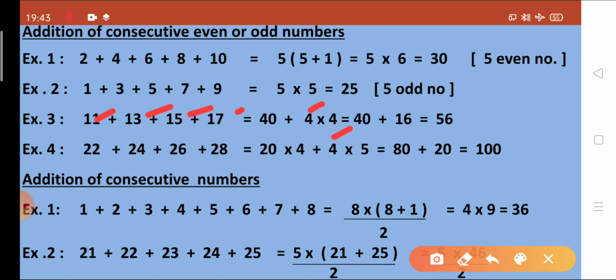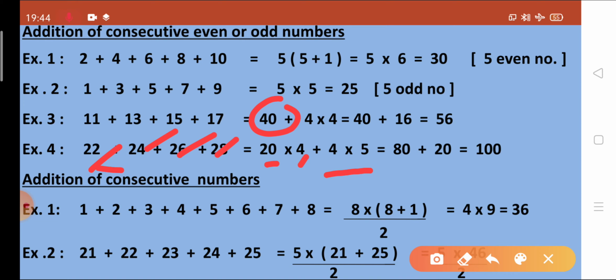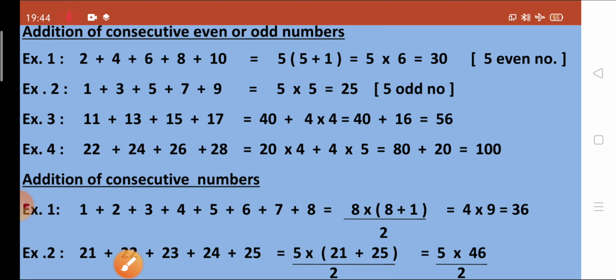So again, example 4. Just see example 4. The number is between 22 to 28 and all are even numbers. So even numbers, we have to add 1. So as the number is between 20 to 28, we'll take 20. So I've taken 20. Then how many digits are there? 1, 2, 3, 4 digits. I multiplied by 4 as we had done in the earlier case also. And then 4 into 5. Why 4? Because there are 4 digits. And as it is an even, we add 1 to the number. So 4 plus 1 is 5. And then the sum becomes 80 plus 20 is 100. So in even numbers, we add 1, and in odd numbers, we multiply it by the same number.